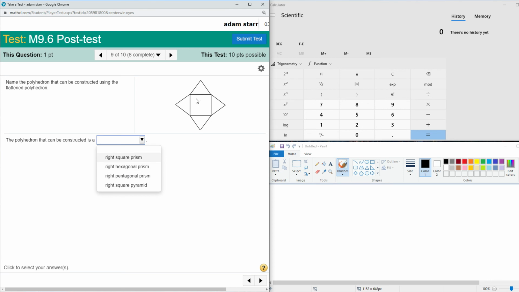For mine, my base is now a square. So that eliminates the hexagon and the pentagon. So that leaves either a right square prism or a right square pyramid. And here you just have to decide what's kind of happening. If I were to fold up all 4 of these triangular pieces and connect them, it's going to make a pyramid for me. So this one is going to be a right square pyramid.